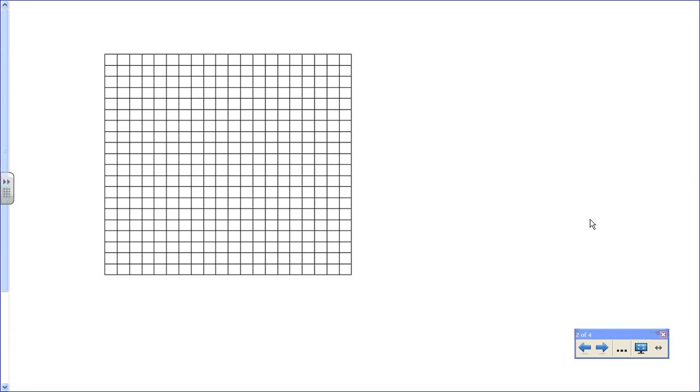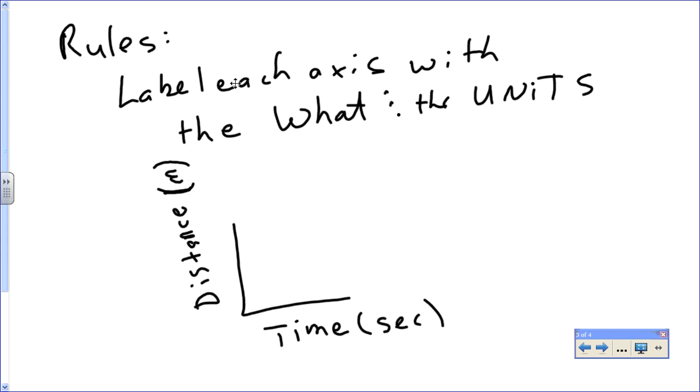All right, this is a graph. Now, a graph has the y-axis that goes up and down and the x-axis that goes horizontal, left to right. Now, you're required to label the axis. So the rules are to label each axis with the what and the units. So this is what it would look like.